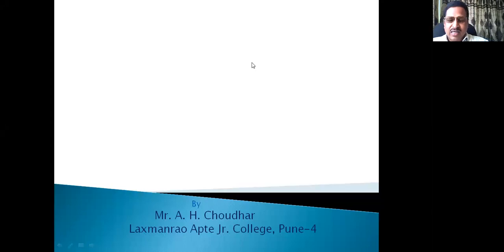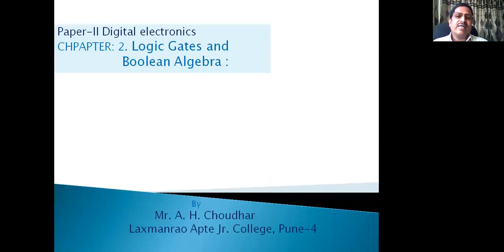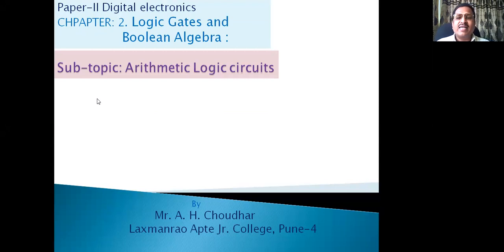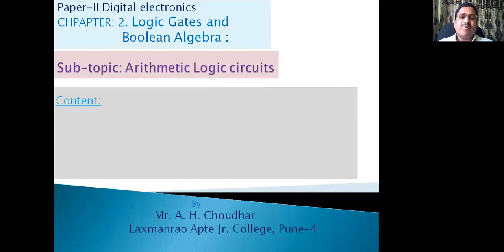Hi friends, in continuation with our paper 2 syllabus, second topic, that is logic gates and Boolean algebra. We'll see now the last sub-content of this topic, that is binary arithmetic logic circuits, where you will become familiar with the concept of a variety of arithmetic circuits used for addition and subtraction as per the syllabus, beginning with the first type of circuit known as half adder, then the second one known as a full adder.